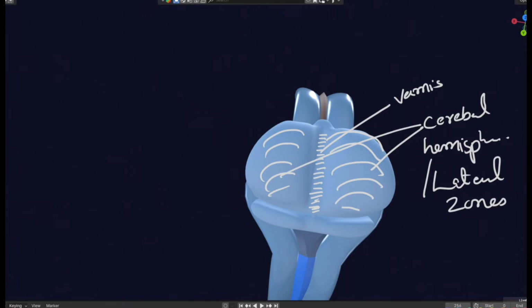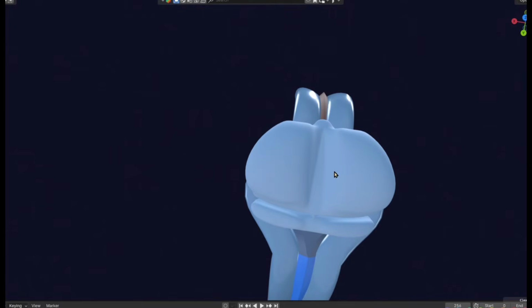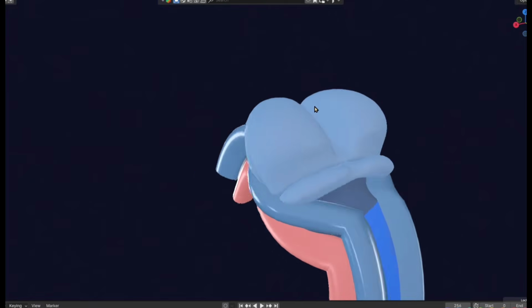Vermis, lateral zone of the cerebellum, and between the vermis and lateral zone, this part here is called the paravermis, or paravermal zone, or intermediate zone. What is this? This is called paravermis or intermediate zone, right? So we have the vermis, we have the paravermis or intermediate zone, and we have the cerebellar hemispheres. And as I've told you, these are the anterior and posterior lobes.